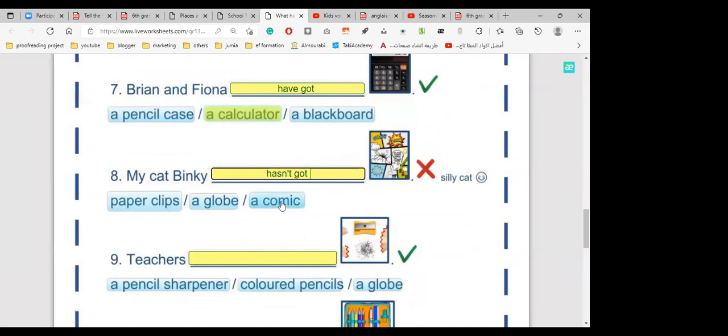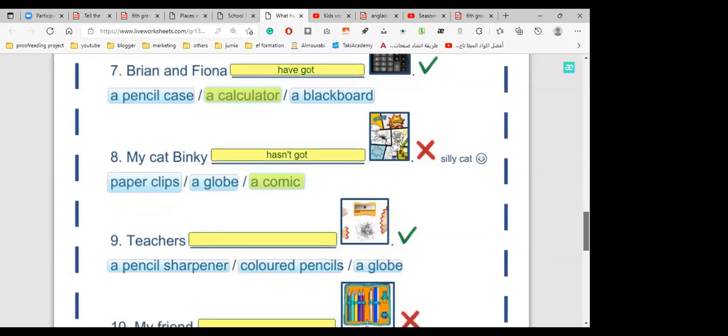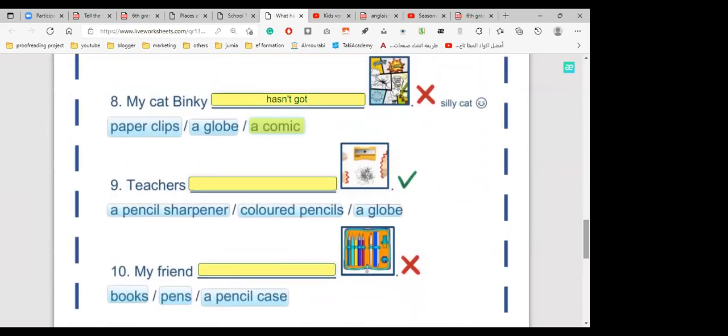So what's this? Is it a comic, a globe, or paper clips? Paper clips. Here, it's like a comic. Yes, very good. It's a comic. So, number nine, it's affirmative. We have green here. Teachers, in plural, have got. We say has or have? Yes, in plural. Teachers, we say have got.